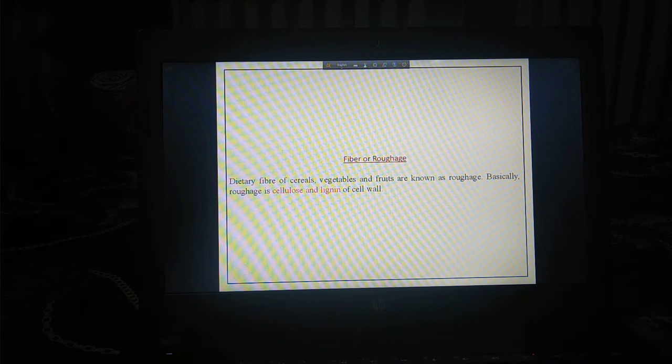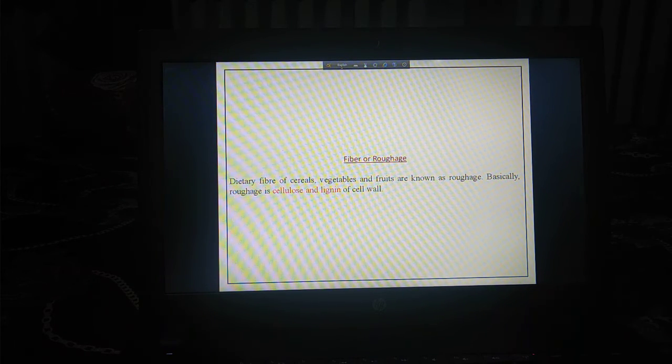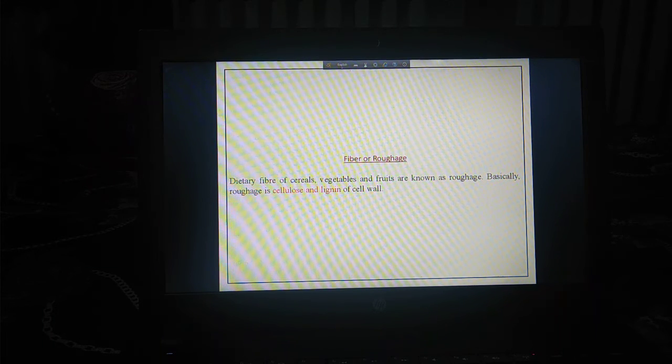Now fiber or roughage. Dietary fiber of cereals, vegetables and fruits are known as roughage. Basically roughage is cellulose and lignin of cell wall.